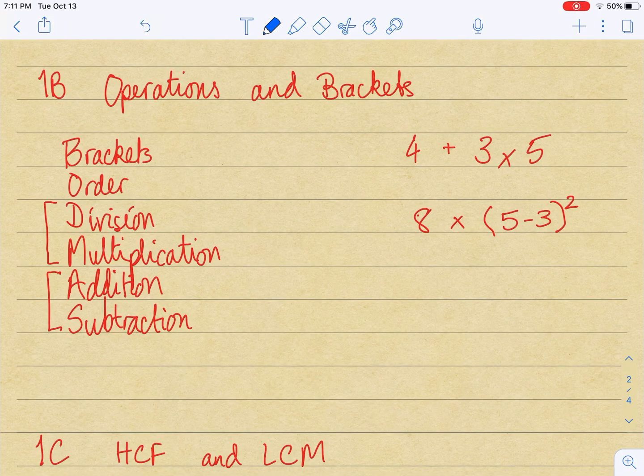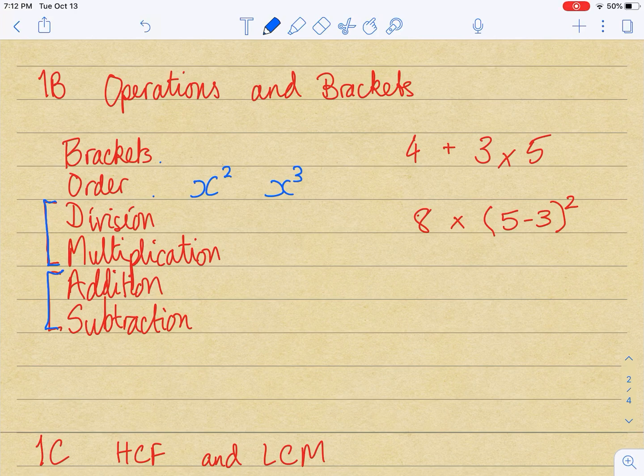Right, moving on to operations and brackets. This is about BODMAS. And this is the order we do operations in mathematics. So we start off by trying to do any brackets, if there's anything in brackets. Then we do any orders. Now orders are things like squares and cubes. So that's what we do next. Then we do any division or multiplication, whatever comes first. Then we do any addition or subtraction at the end.